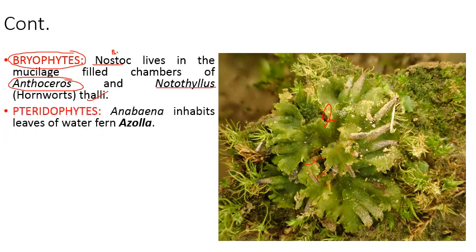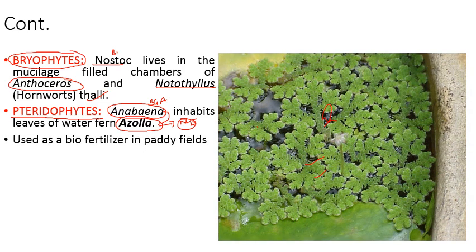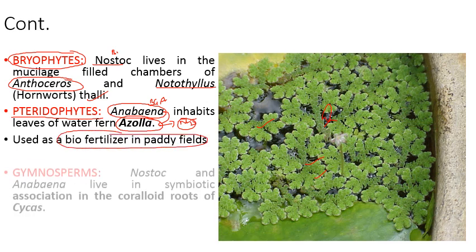The next is algae which shows association with pteridophytes. So we have Anabaena, that is a BGA, blue-green algae. ये पाया जाता है smallest pteridophyte जिसे water fern भी कहा जाता है, Azolla, which is a powerful nitrogen fixer in pteridophytes. तो जो ये Anabaena, it is found in the thallus of Azolla, और this is the photograph which shows Azolla. This is also known as water fern. जिसको यूज़ किया जाता है as a biofertilizer in paddy fields.